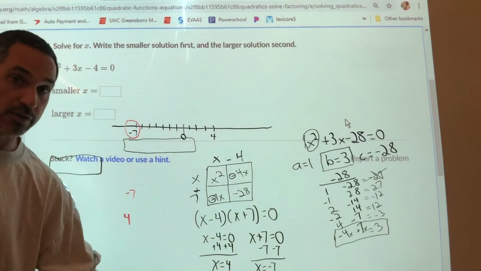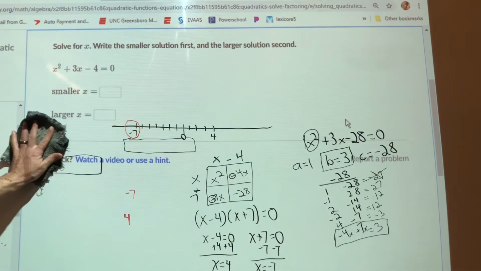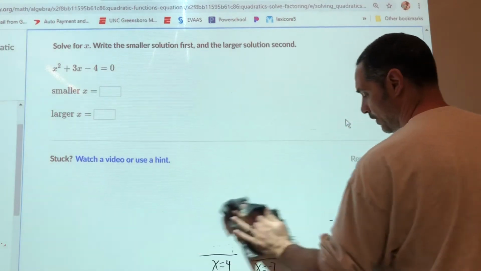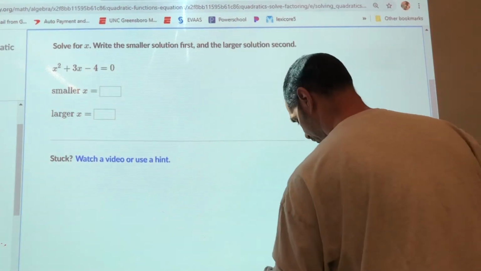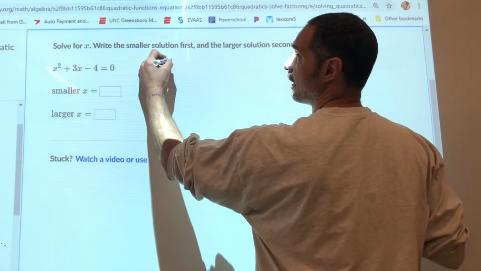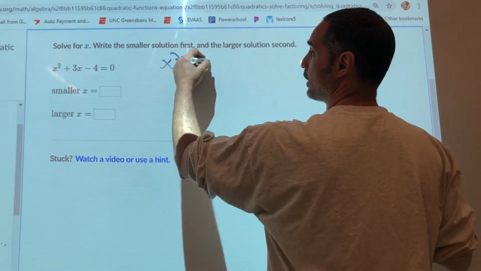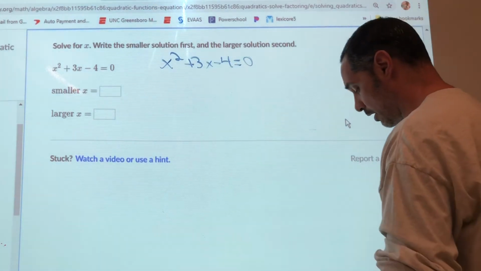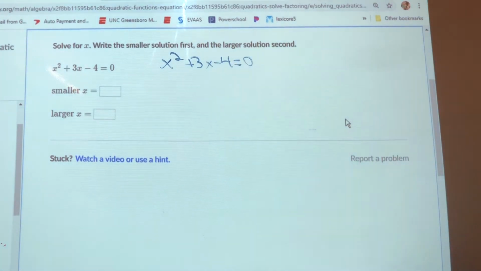All right, so we're done with that example. We got it correct. We're going to do one more example. I might do a couple more examples. All right, this time I have x squared plus 3x minus 4 equals 0. And again, I'm going to try to factor.